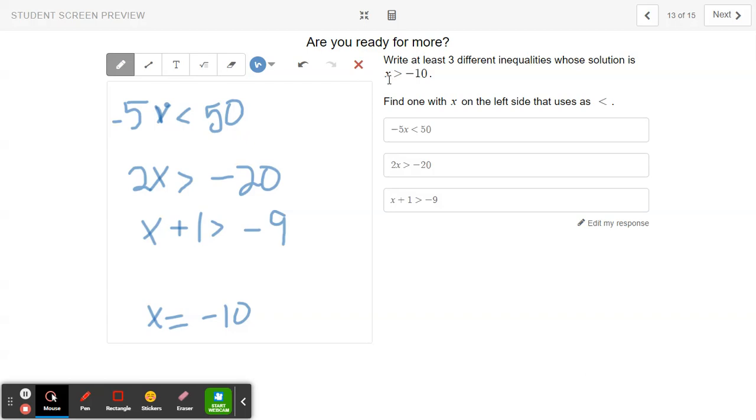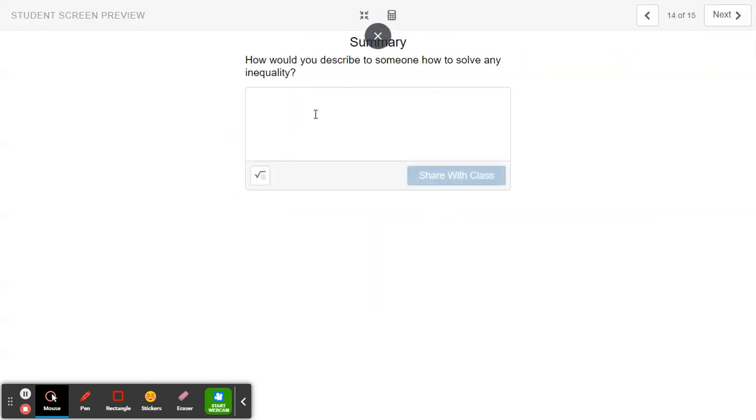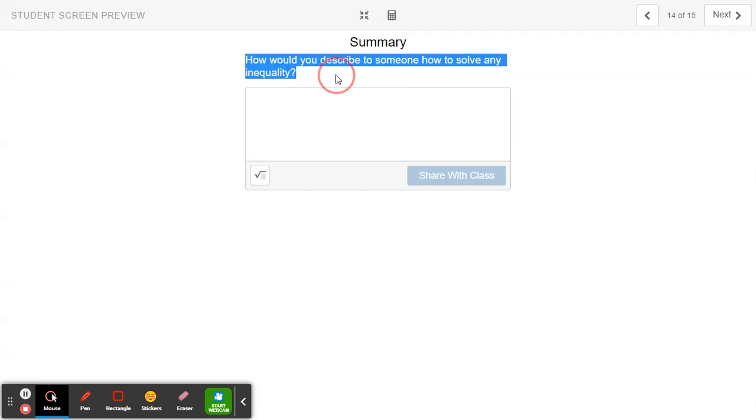I could have just chosen, what if I chose positive 1? That's an easy one to do here. 2 times 1 is 2. Is 2 greater than negative 20? Yes. So that works. So that's just my way of doing this, but that is a challenge. For this one, I want you to just describe how you would solve any inequality. How would you come up with the x is greater than or less than, whatever? How do you solve for them?